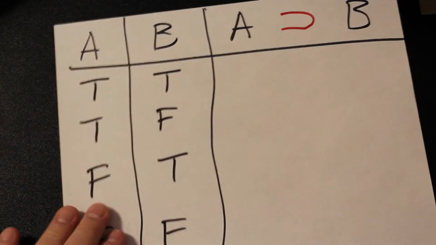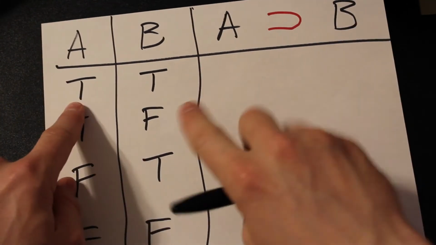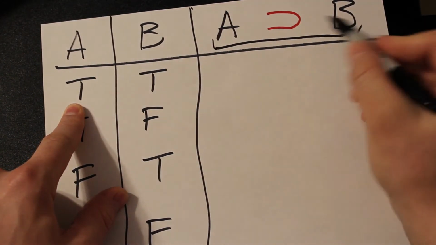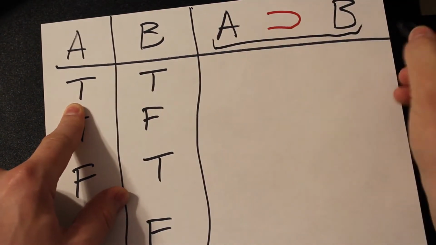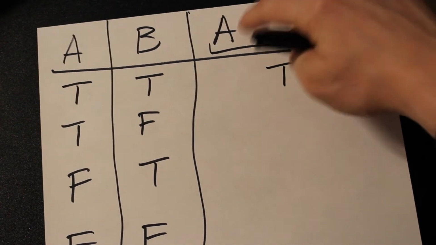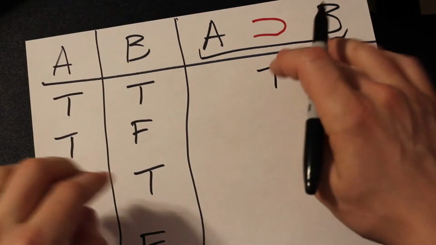Okay, so let's think about what this says. If A is true, then B is true. Well, this sentence says if A is true, then B is true. So if they're both true, then that whole sentence must be true because it's saying that if A is true, then B is true. And in the case where they are both true, that works.